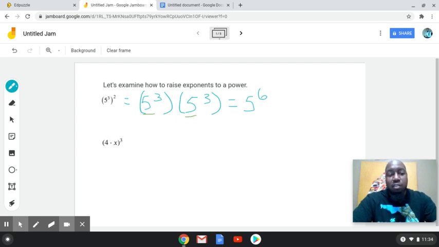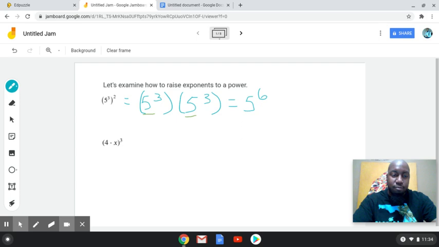Now, let's say, for instance, it was 5 to the third power raised to the 7th power. Well, then you would do 5 to the third times 5 to the third times 5 to the third, and you have to keep going on until you get to 7 of them. What if it was 5 to the third raised to the 14th power? Then you have to do 5 to the third multiplied by itself 14 times.